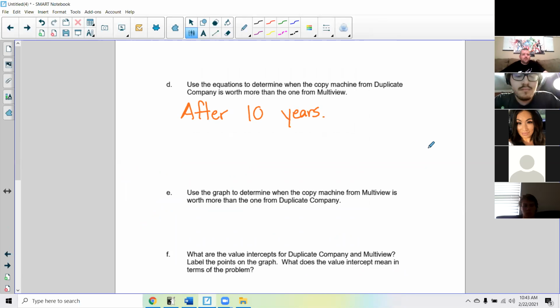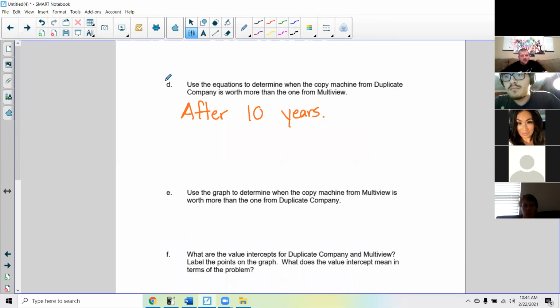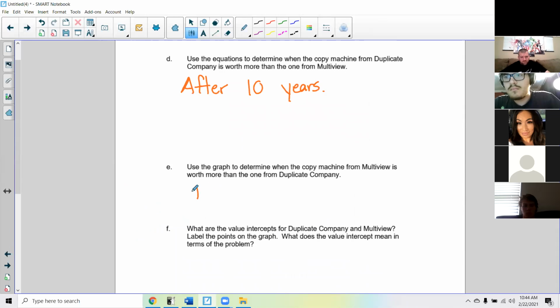Okay. And then it says use the graph to determine when Multi-view is worth more. Multi-view is the red line. The red line's higher before 10 years. If you get the answer for D, you better get the answer for E. This is before 10 years.